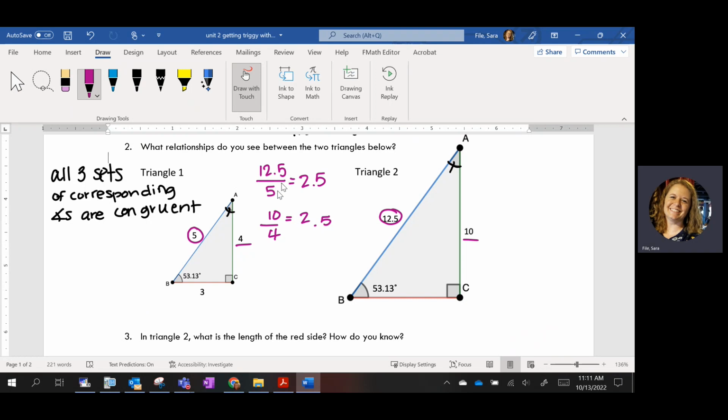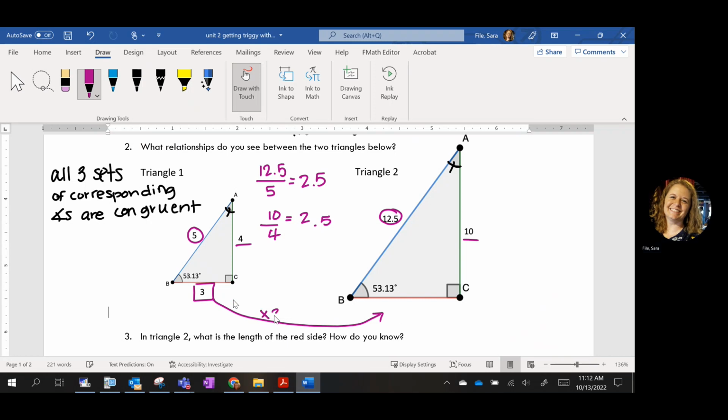All right, so both of those have a 2.5 scale factor. That means that's what you are multiplying by to get from the smaller triangle to the bigger triangle. Let me draw that a little further over. So to get this missing side, I need to multiply that 3 by 2.5. So what is 3 times 2.5? 7.5. So that's your answer for number 3 here. It says in triangle 2, what's the length of the red side? That was the only missing side here.